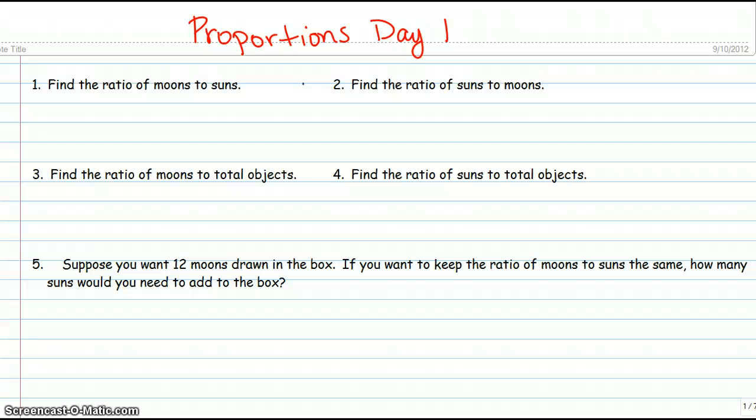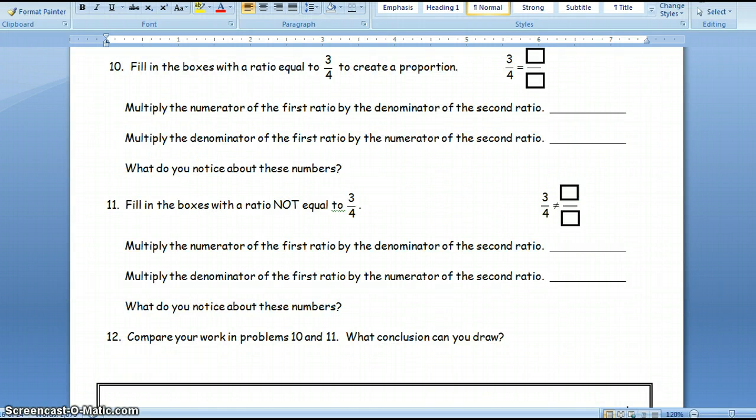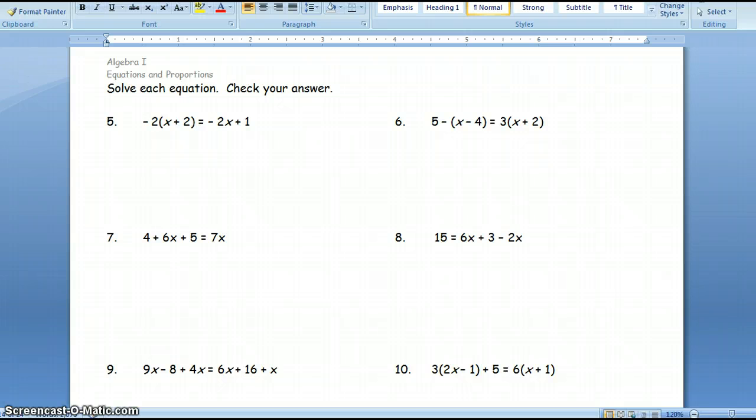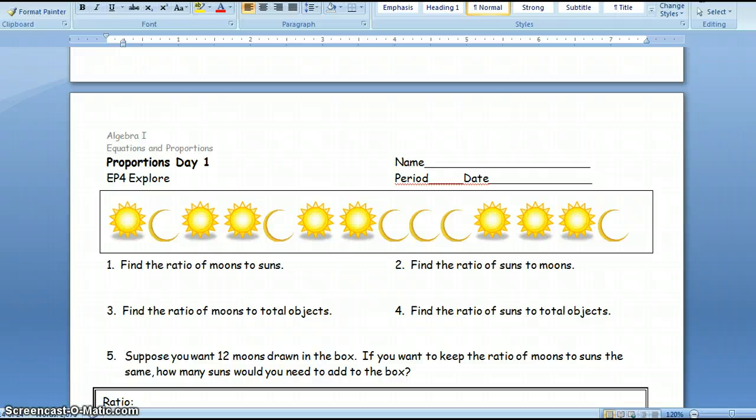Alright, proportions, day 1. On your packet, if you find your EP4 Explorer, there is a picture of a bunch of suns and moons. I'm going to show it here. There they are. First, let's find out how many suns there are. There are 1, 2, 3, 4, 5, 6, 7, 8 suns, and 1, 2, 3, 4, 5, 6 moons.